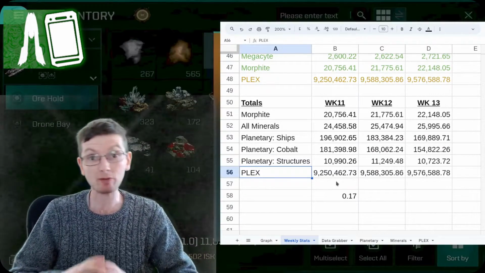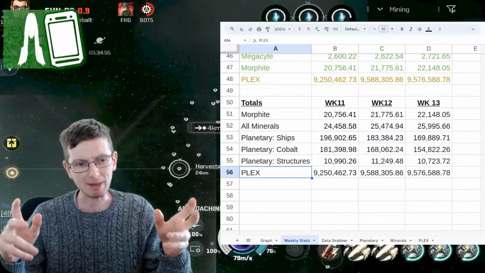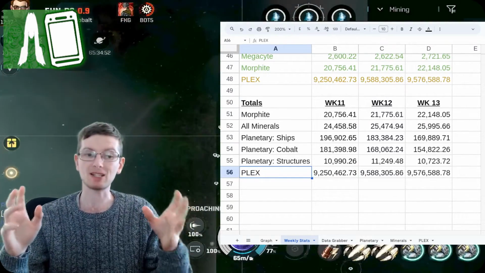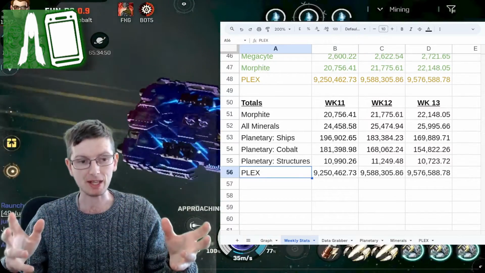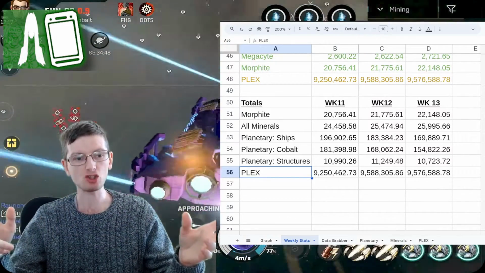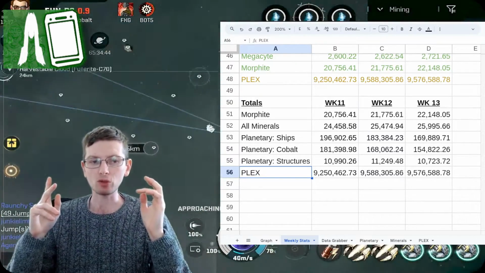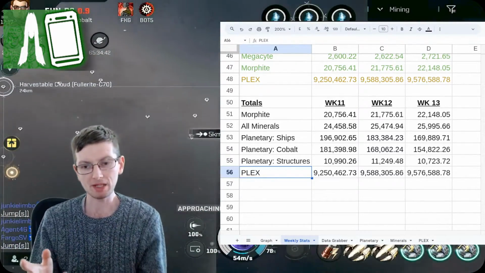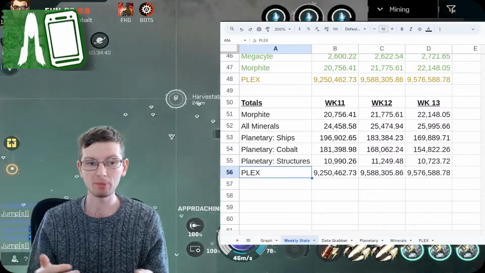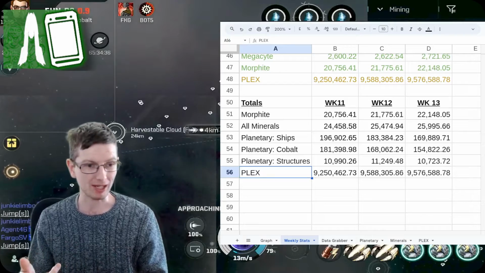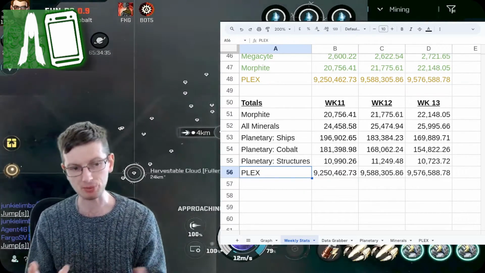And of course, we have PLEX. NetEase made it relatively clear earlier this year that they want to get PLEX prices back down, and they made this statement by changing the insurance system to try and reduce the amount of demand on PLEX. Of course, we don't know how big a change that has had so far, because I've only just started tracking these prices. If anybody else has been tracking these prices, then they might have a better idea than me.